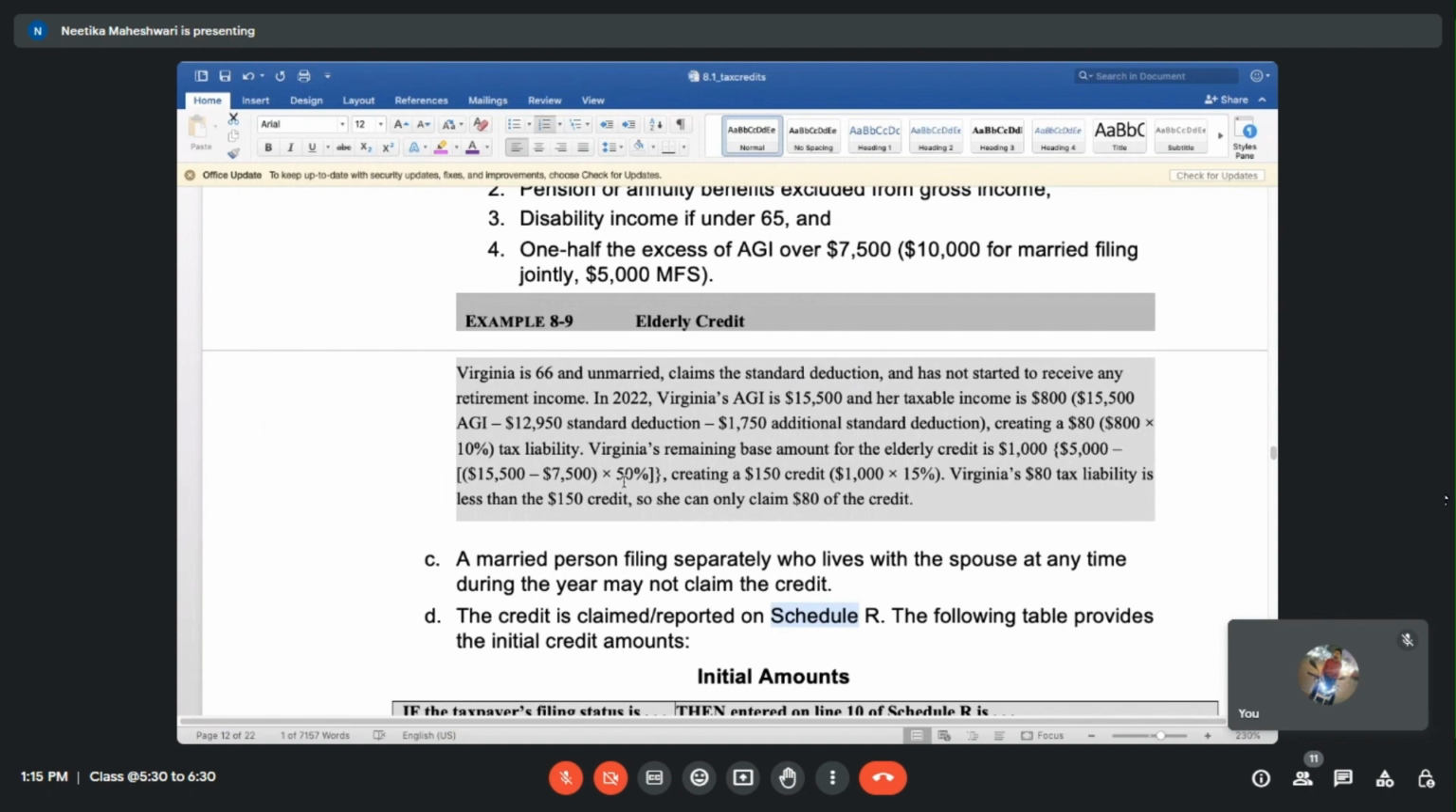Virginia is 66 and unmarried, claims the standard deduction and has not started to receive any retirement income. In 2022, Virginia's AGI is $15,500 and her taxable income is $800. That is 15,500 minus 12,950 standard deduction, minus 1,750 additional standard deduction, creating $800, 10% of which is an $80 tax liability.